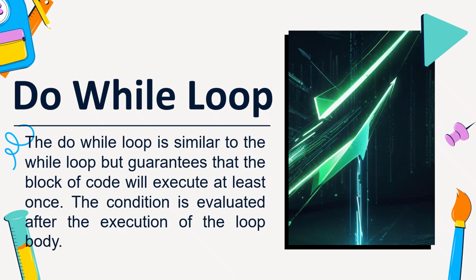Do while loop. The do while loop is similar to the while loop but guarantees that the block of code will execute at least once. The condition is evaluated after the execution of the loop body.